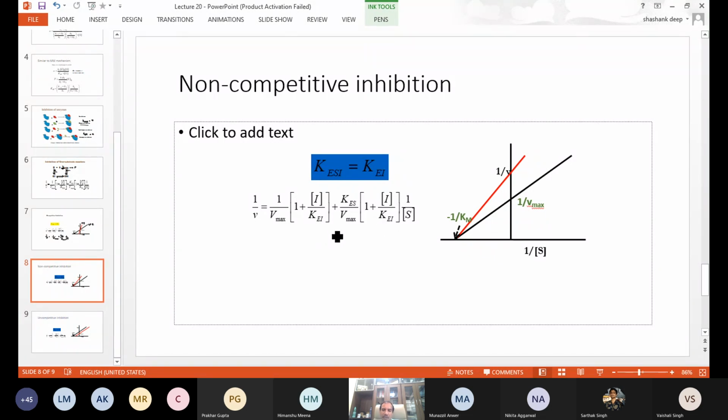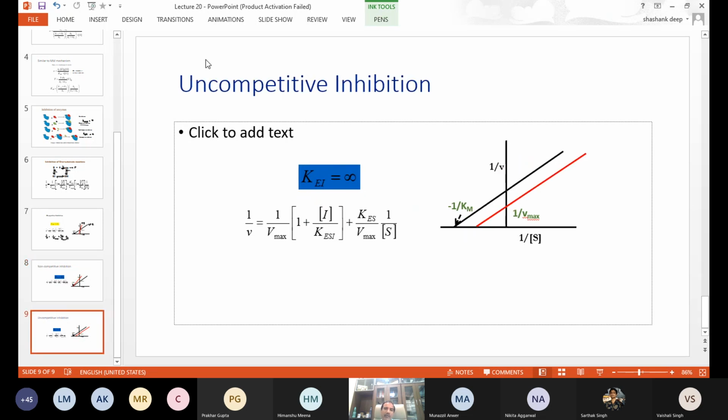with non-competitive inhibition. Okay, this is a special case when KESI is equal to KEI, then this x-intercept will be the same, and that you can find out. But this is a special case. You may not always get this, but the main important thing to keep in mind is that if both slope and intercept change, we are dealing with non-competitive inhibition.